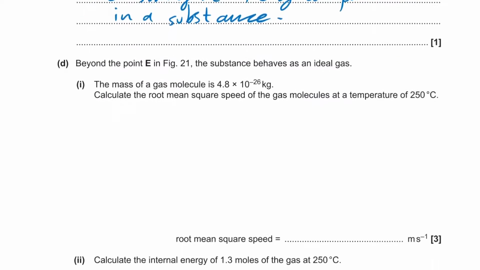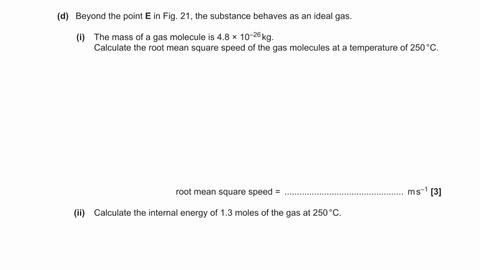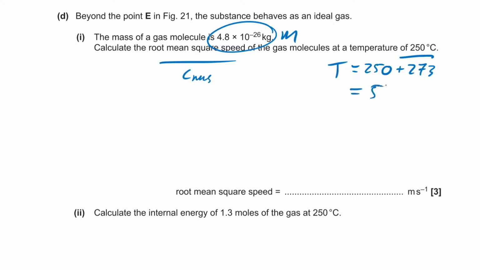Okay, beyond E, it behaves as an ideal gas. The mass of a gas molecule is that. Marvelous, so that is m in our equations. Calculate the root mean square speed, so we're looking for C, RMS. And we have a temperature. We need to change that into Kelvin first of all, so that is 523 Kelvin.